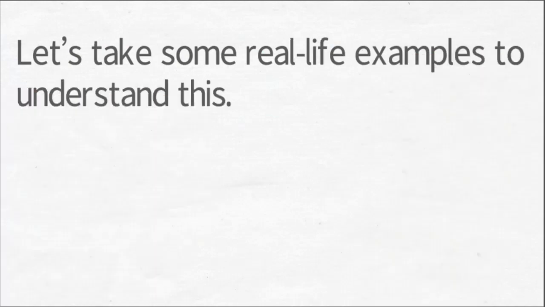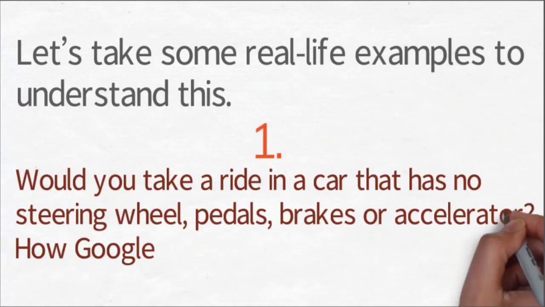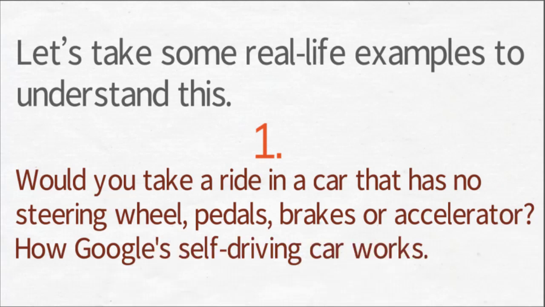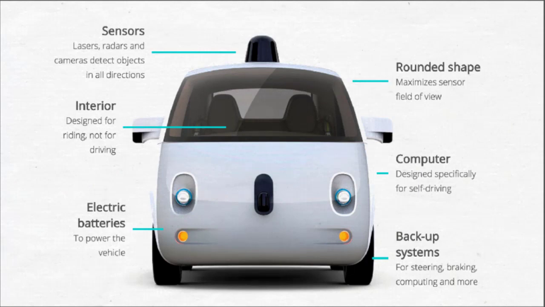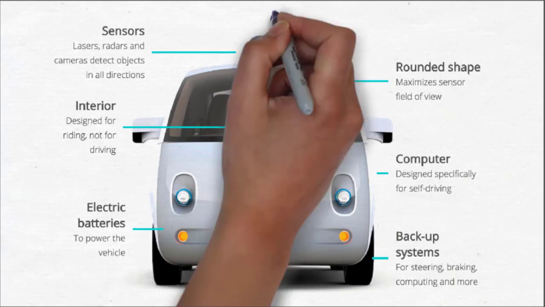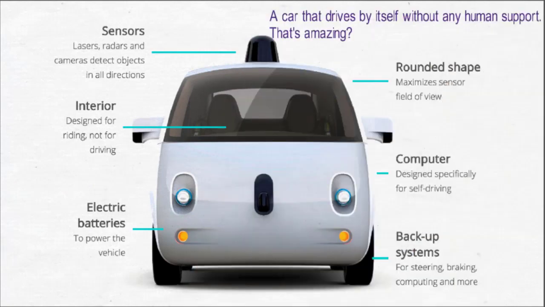You must have heard of Google's self-driving car. A car that drives by itself without any human support is a simple example of machine learning. The self-driving car Google makes use of LiDAR. Simply put, LiDAR is like a radar, but with light instead of radio waves. This sensor technology makes Google's car bypass the need for steering wheels and pedals.